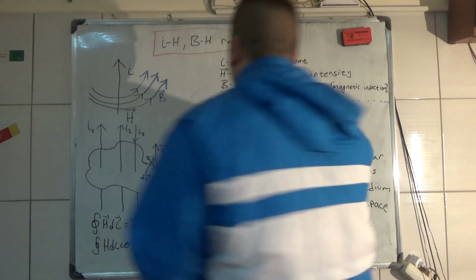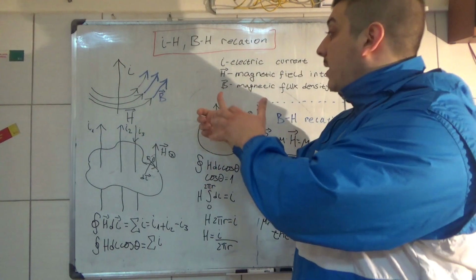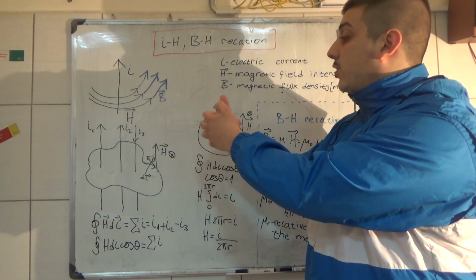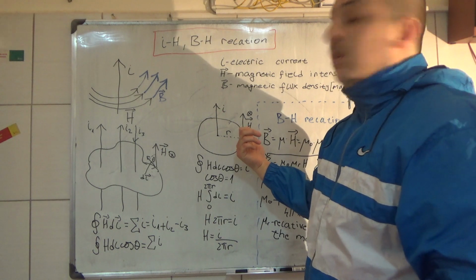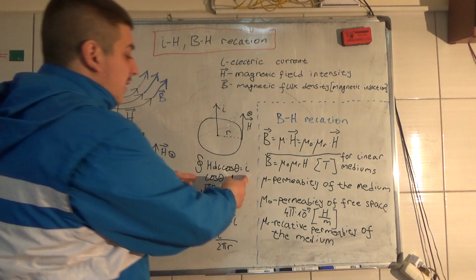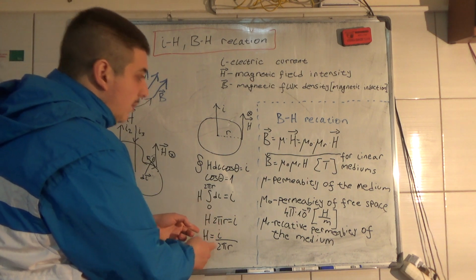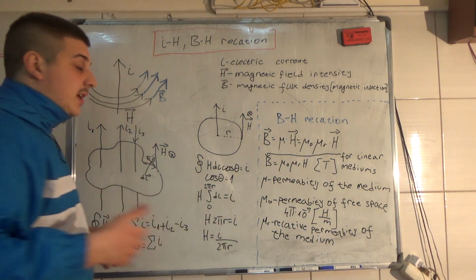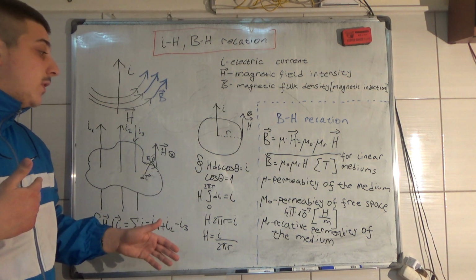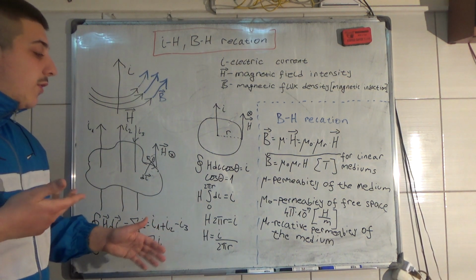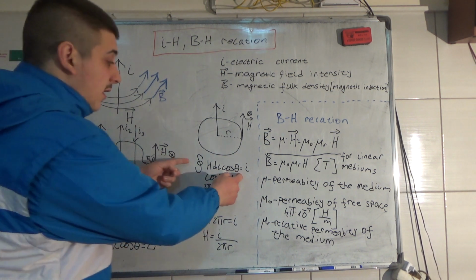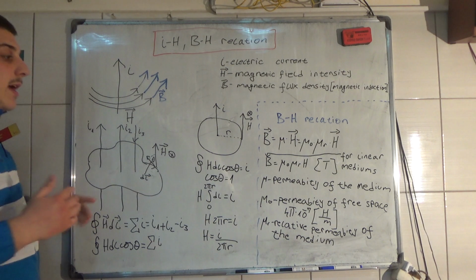So, if we take the right hand rule, this thumb shows the direction of the current, and these fingers show the direction of the magnetic field intensity, then we can calculate what is the magnetic field intensity, what is the quantity of this, what is the formula for magnetic field intensity. Okay, so we put here the Ampere's circuit law.